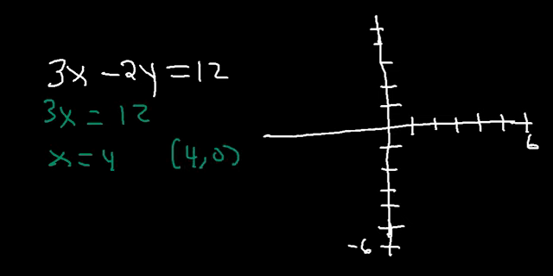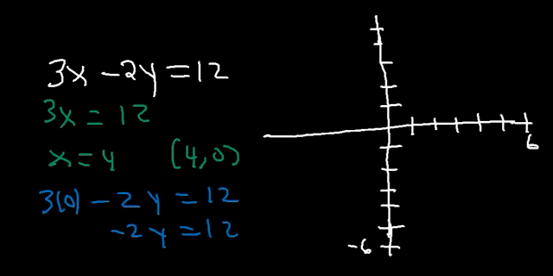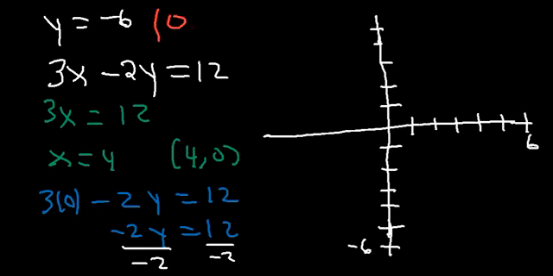And for the y-intercept, we're going to plug in 0 for x. So we're just going to get negative 2y is equal to 12. And we're going to divide both sides by negative 2. So we're going to get y is equal to negative 6, which is the point 0, negative 6. So we have 0, negative 6 and 4, 0. And we're just going to connect those 2 points with a line.